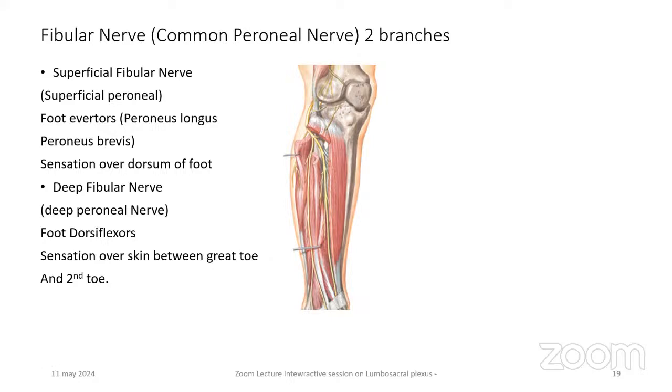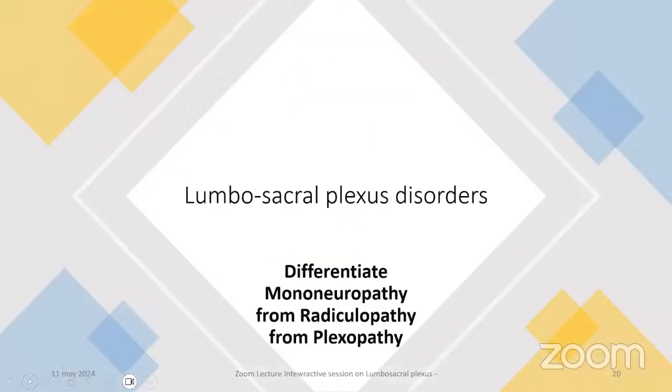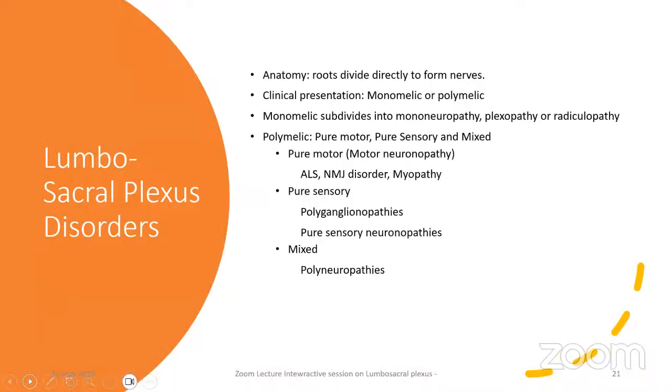So after considering these two nerves, we go on to the lumbosacral plexus disorders. The basic idea, in the interactive session also, is that we have to differentiate mononeuropathy from radiculopathy and from plexopathy whenever we are encountering a clinical problem. So roots divide directly to form nerves here. As I said earlier, it could be monomelic. Just imagine whether the involvement is in one limb or more than one limb. So as I said earlier, monomelic is mononeuropathy, plexopathy, and radiculopathy.